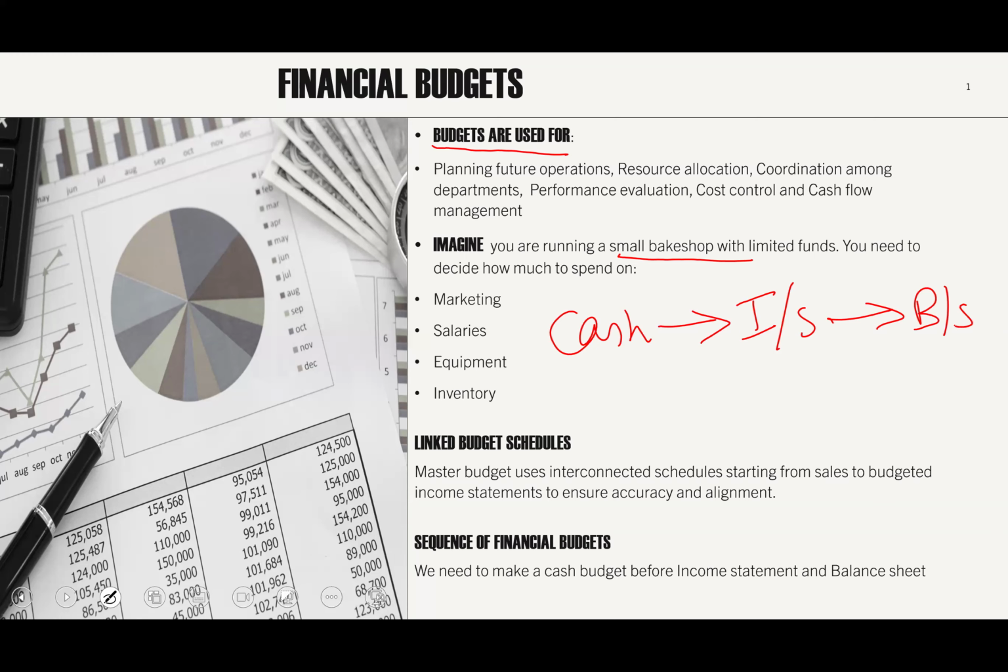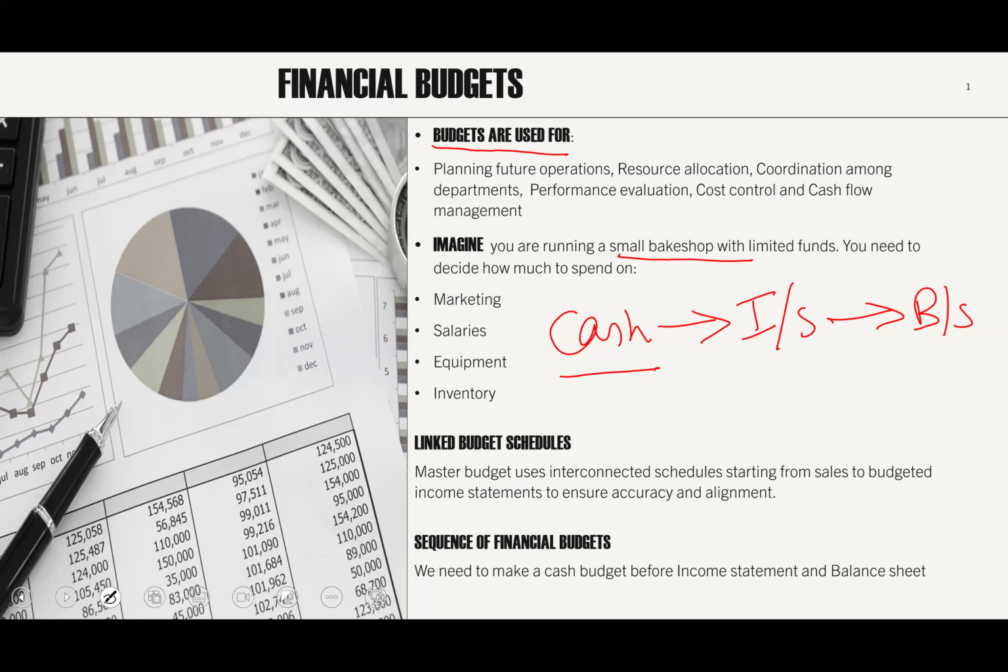Why is that so? This is an important interview question also, plus some food for thought. Why do we need cash budget before we can make income statement? Think about it. Income statement requires revenue, which is not there in cash. It requires cost of goods sold, which is also not there in cash. It requires operating expenses, which are also not there in cash budget. So what do we need cash budget for?